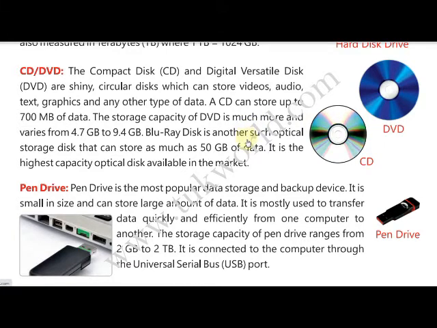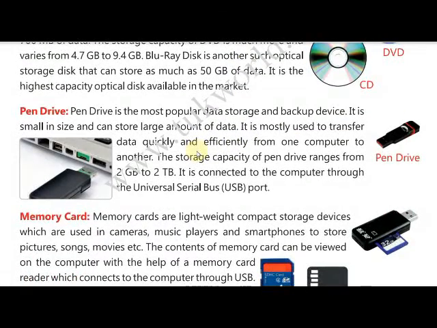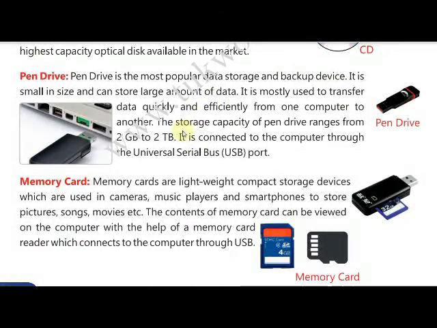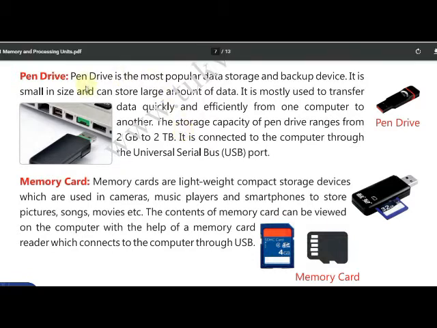Now the next one is the pen drive. Pen drive is another secondary storage device or permanent storage device, and sometimes it is called a USB drive. Why is it called a USB drive? Because we connect the pen drive to a USB port, and it is in a rectangular form. You can see here in the picture. And what is the full form of USB? USB stands for Universal Serial Bus. Because of this it is called a USB drive or pen drive.